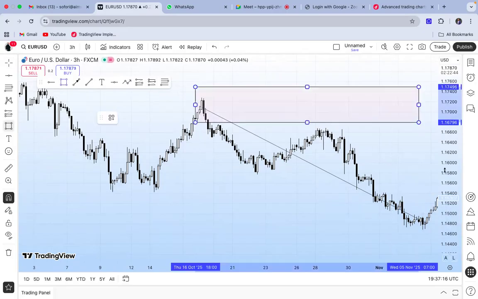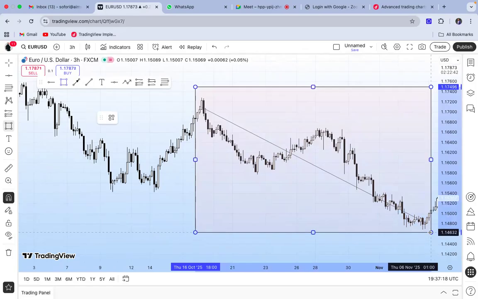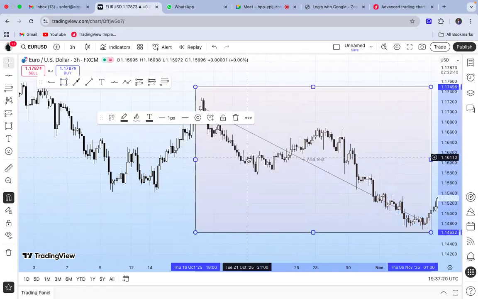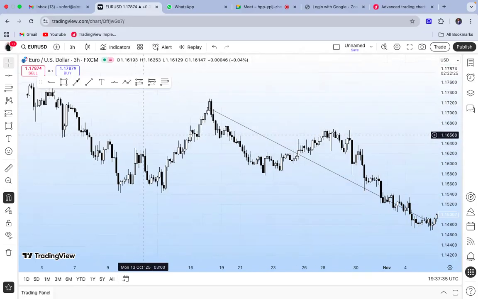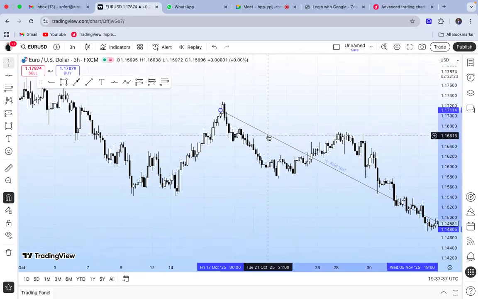Only this region. What I have in the box, I'm talking about that one. And we can see that it moves from what? 1.1727 all the way to 1.1474. And this is what? A depreciation. So this side was what? A downtrend. This side was what? A downtrend. So that's how you are going to be able to identify that.